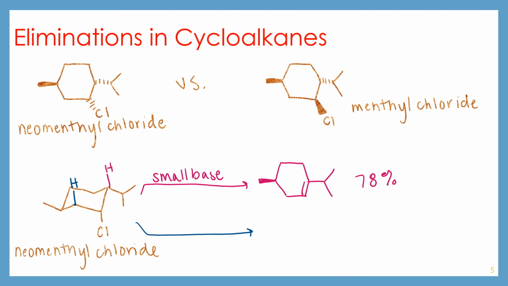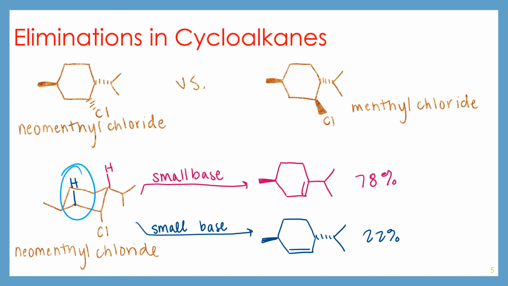78% of your yield is going to come from the elimination of the pink proton because that will give you the more substituted alkene. The other 22% will come from eliminating the blue proton, and this is just the minor product. So the pink product is your major product, and the blue one is the minor product. This means that both of them form, but the majority of your product will be the pink one.